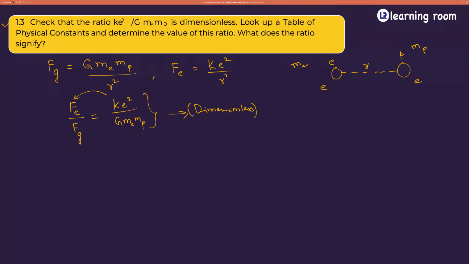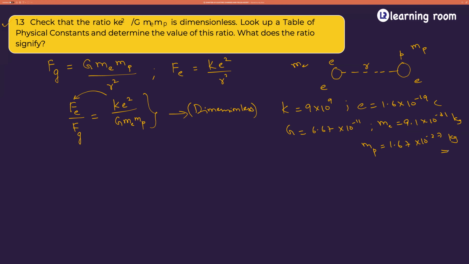Now we look at the table and take all the values of these physical constants and substitute them here, and we'll get a value. So for example, K is how much? 9 into 10 power 9. Charge of electron and proton is 1.6 into 10 power minus 19 coulomb. G is going to be 6.67 into 10 power minus 11. Mass of electron is going to be 9.1 into 10 power minus 31 kilogram. Mass of proton is going to be 1.67 into 10 power minus 27 kilogram. Right? This is how it is found.